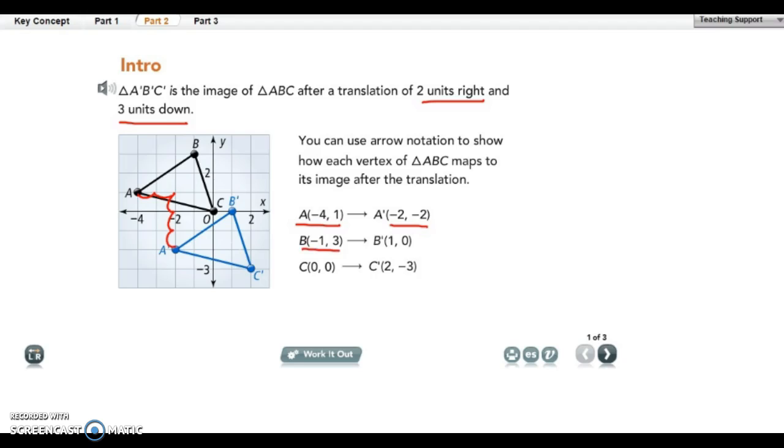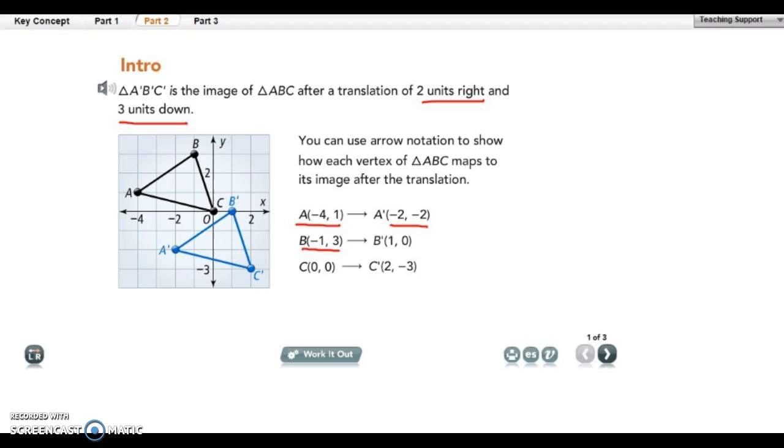For B, we've started at -1, 3, which is here, and then we're going to go 2 units to the right and 3 units down. Each one of those we're going to put in as an ordered pair.